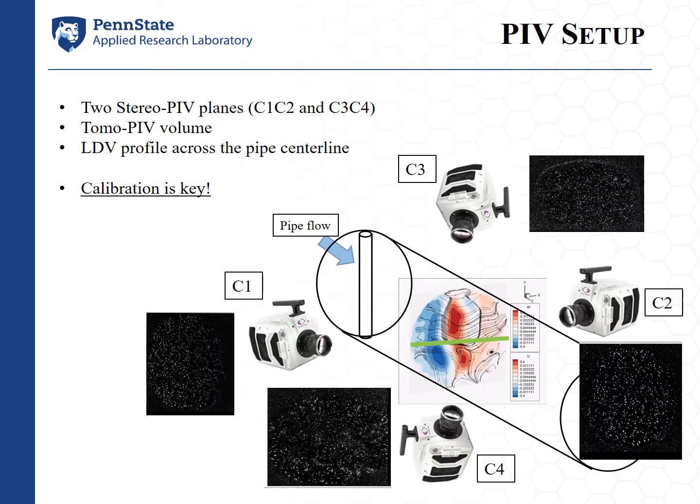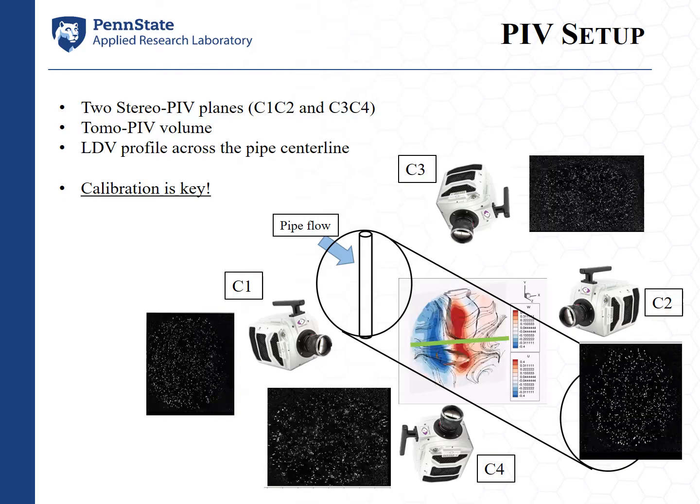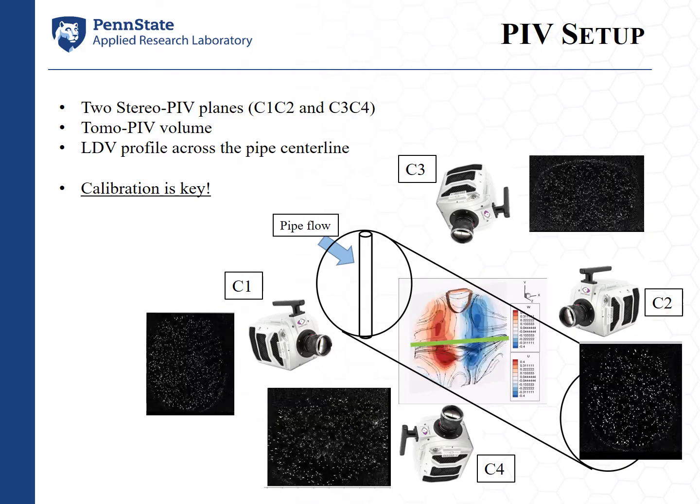The cross configuration of the tomographic PIV setup is shown here around a caricature of the pipe flow with the cylinder to the left upstream of our measurement volume. So we have our cameras set up with 1 and 2 being on the horizontal axis and 3 and 4 being on the vertical axis.